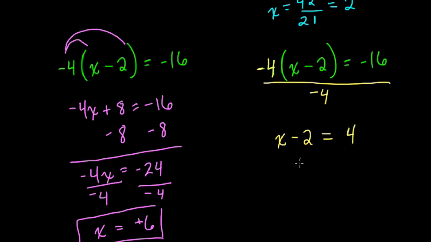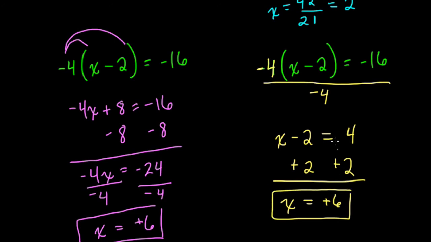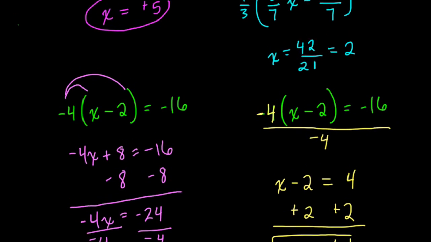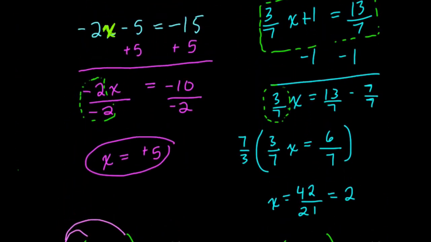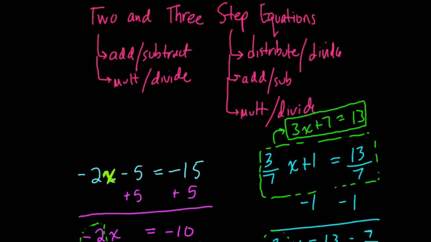And then we have a one-step equation to solve, so we add 2 to both sides, and x is still equal to positive 6. So notice here, in this case, by dividing by this number, negative 4, we turned a three-step problem into a two-step problem. It's not really about always finding the most efficient way to solve a problem. It's really about finding something that really works well for you. All right, hope this helped.